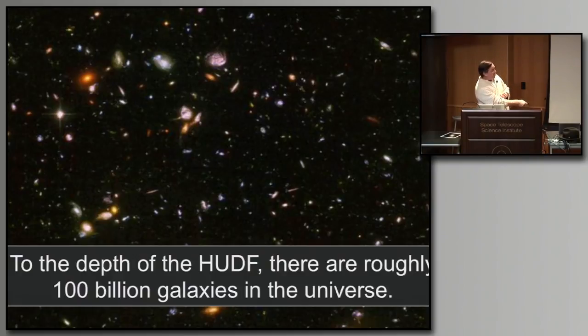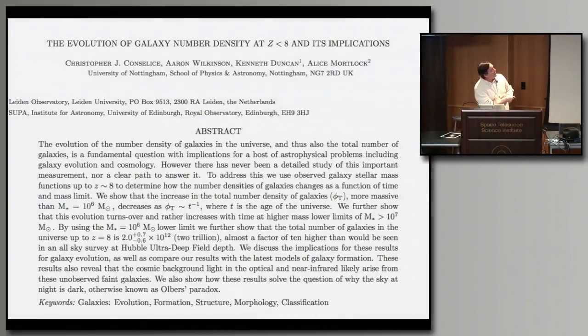Because notice, this says to the depth of the Hubble Ultra Deep Field. There are things that Hubble doesn't see, right? They could be too faint for Hubble to see, or too small, or they could radiate in infrared or other wavelengths that Hubble doesn't see. So, we recently had a paper called The Evolution of the Galaxy Number Density at Z less than 8 and Its Implications, which may not make much sense to you, but the idea is to account for all the galaxies that we don't see in the Hubble Ultra Deep Field.